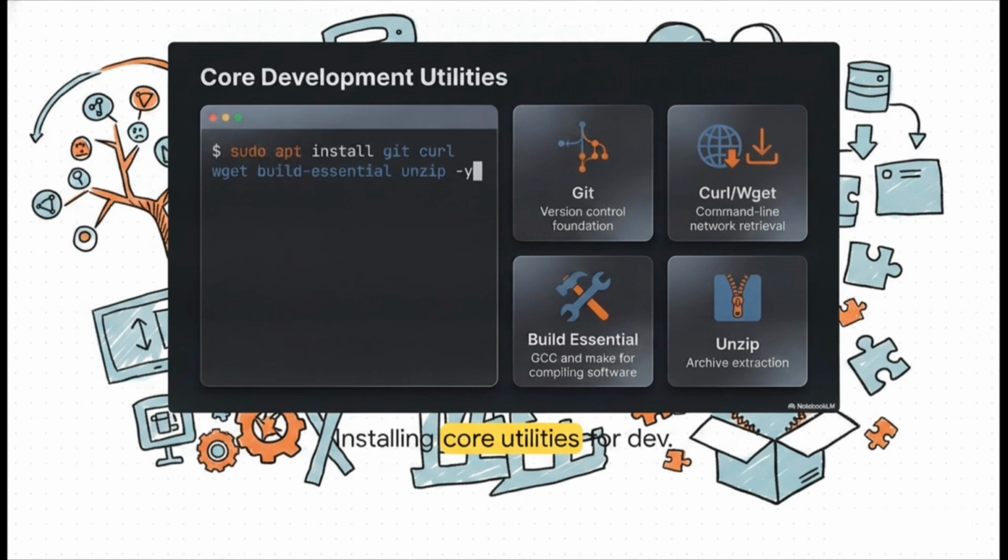What are they? Well, Git is your version control foundation for cloning repositories. Curl and wget allow you to pull massive datasets directly from the web straight into your terminal. Build Essential gives you the C compilers you need, because honestly, many major AI libraries are actually written in C++ under the hood for pure speed. And Unzip? Well, you're going to be downloading a ton of zipped data. You will use these tools every single time you set up a new project.